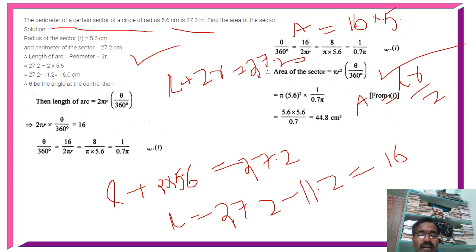So how to find it? 2 ones are 2, 8s are 8. If you multiply 8 into 5.6, you get the area of sector as 44.8 centimeters square. Let us go with the next slide.